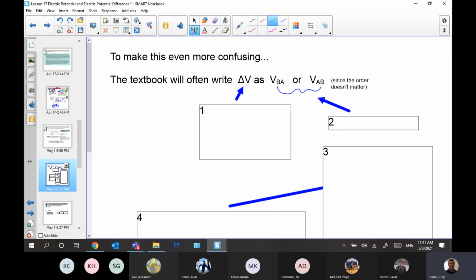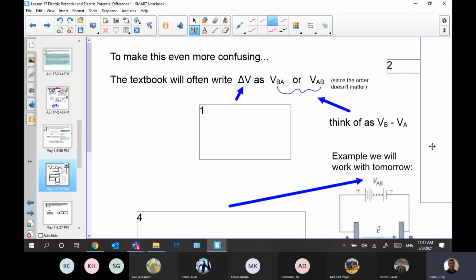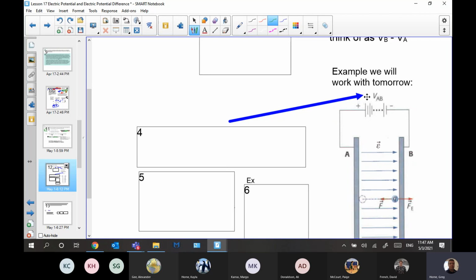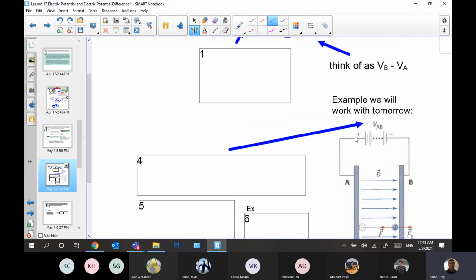All right. But to make this even more confusing, thanks to your textbook authors, they often write delta V as VBA or VAB at sort of random. Think of VBA or VAB as like a subtraction between the two. Okay, so that's a notation thing that you're going to see. So for example, in a parallel plates example we're going to see tomorrow, they list this as VAB. VAB is in fact a delta V.